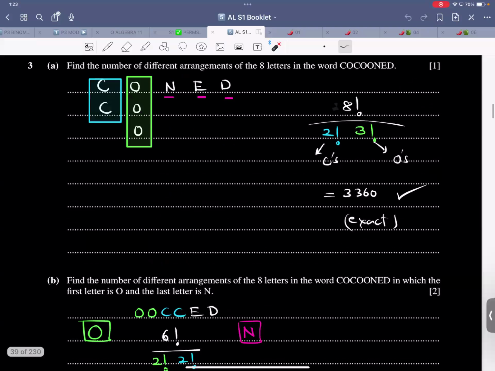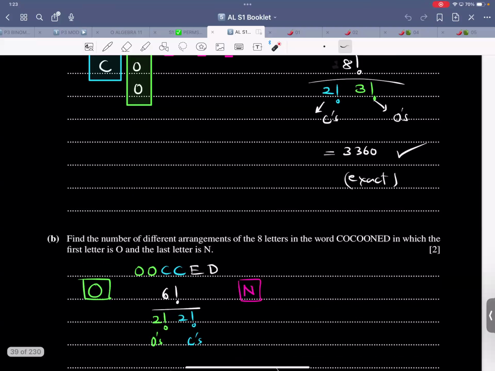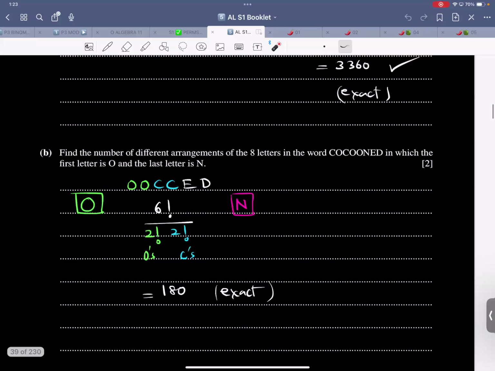How many N's are there? Only 1 N, so N goes over there. How many are left? 2 O's are left, 2 C's are left, E, D are left. That is 6 factorial divided by 2 factorial, 2 factorial.